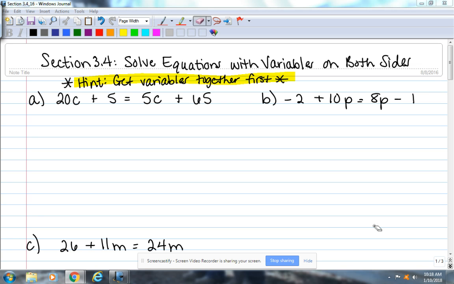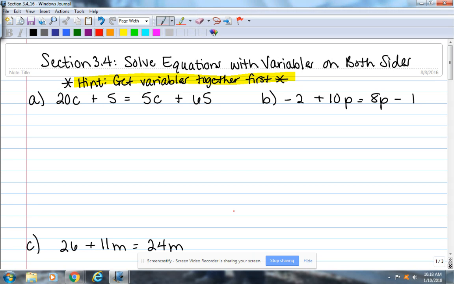Okay, yesterday we did everything from one-step, two-step, and multi-step equations, right? But everything that happened yesterday, the variables were all on the same side of the equal sign, right? So today it's going to be different in that all of our variables are going to be on opposite sides of the equal sign. So I gave you a little hint right there, and I have it highlighted.